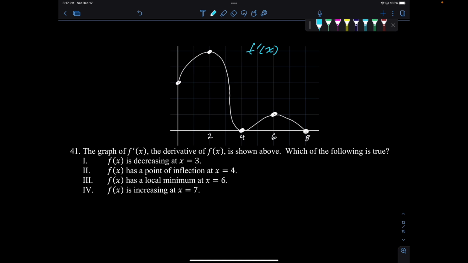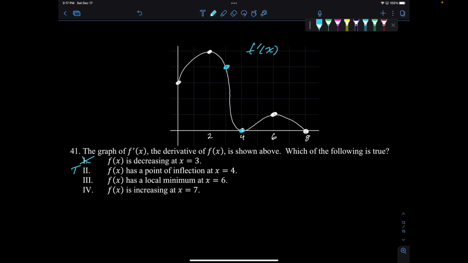All right, so we got to go through all of them. F is decreasing at 3. So 3 would be here. F prime is decreasing, but f prime is greater than 0, which means that f is increasing. This is false. F has a point of inflection at x equals 4. So since f prime has a relative minimum, f does have a point of inflection at x equals 4. So this is true. F has a local minimum at x equals 6.